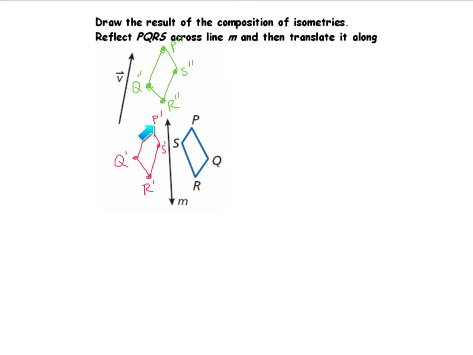Next, after I've reflected it, I'm going to then translate it, and I did my best here. I'm going to translate it by the vector V. So I went from Q to Q prime to Q double prime, P prime to P double prime, S prime to S double prime, and R prime to R double prime. So hopefully you noticed it was a reflection and then a translation. You got something similar to what I have drawn. Doesn't have to be exactly perfect, but get it in the same ballpark.